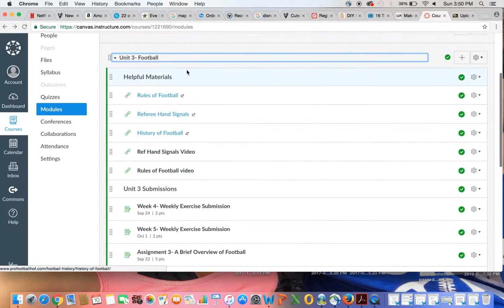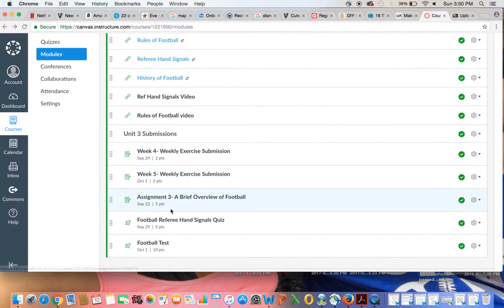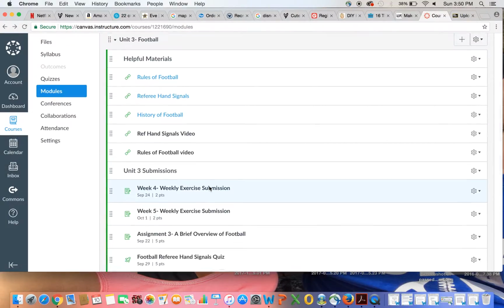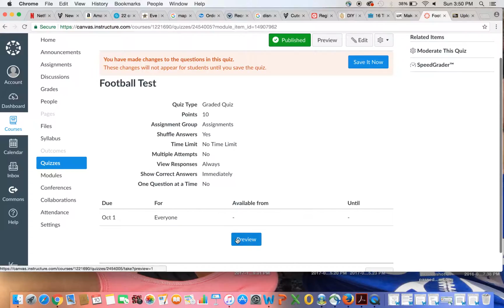So again, going through this is my first sports unit, football. I go through these, again, just different kinds of materials that the students can use, and all these test questions and quiz questions will come directly from these sites. So again, football assignment. Going into the quizzes, just going to take a look at one of the quizzes. We'll look at the test preview.